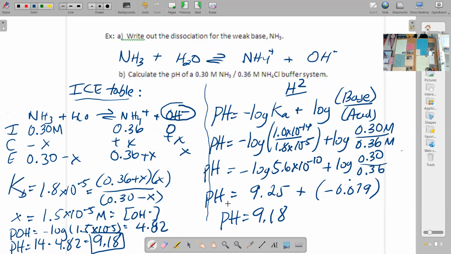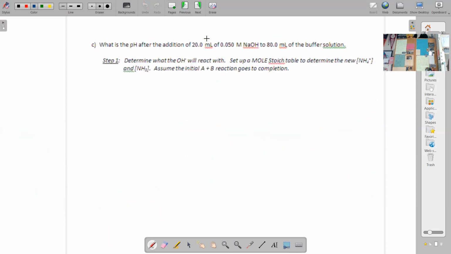But you guys, now the next part of buffers. Actually, today's point. I told you that we were going to mathematically prove that buffers buffer. Okay, so letter C. How would that pH 9.18 change if we added 20 mils of a 0.05 molar NaOH solution to 80 mils of the buffer solution?